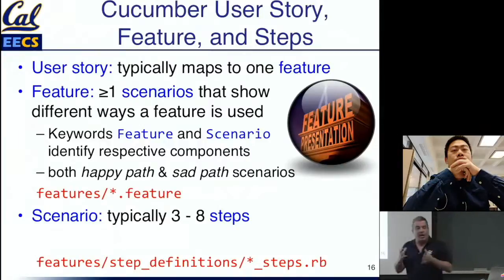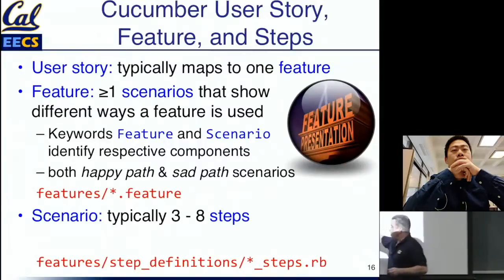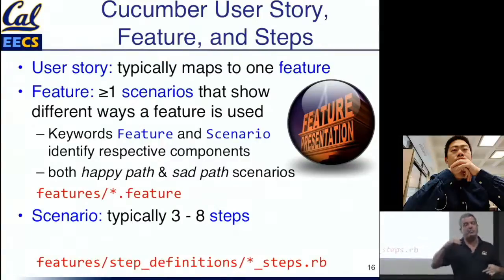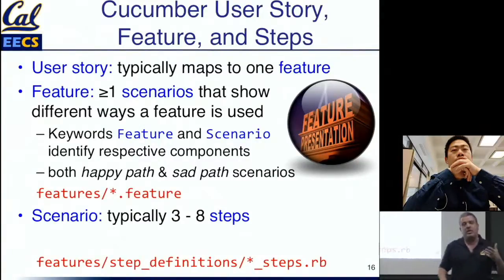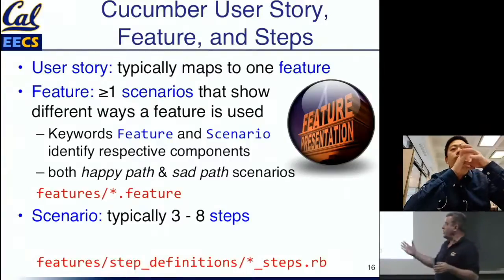Scenarios typically have some handful of steps. Why would a scenario not be a much larger number of steps? If you had a scenario that had 20 or 30 steps in it, what does that imply about the user story that the scenario is based on?